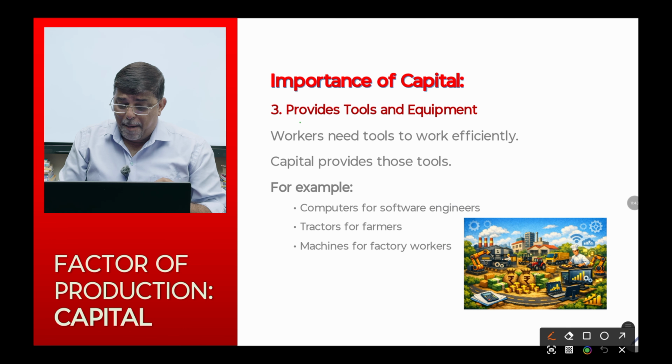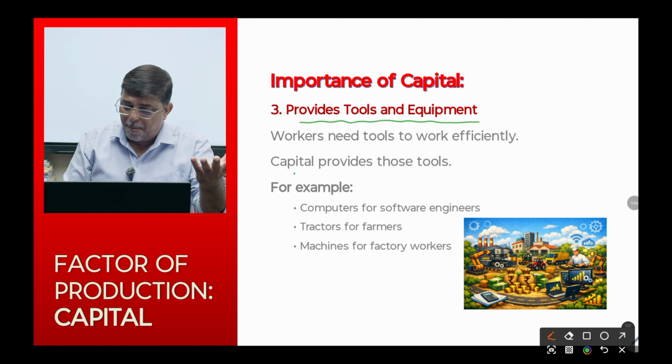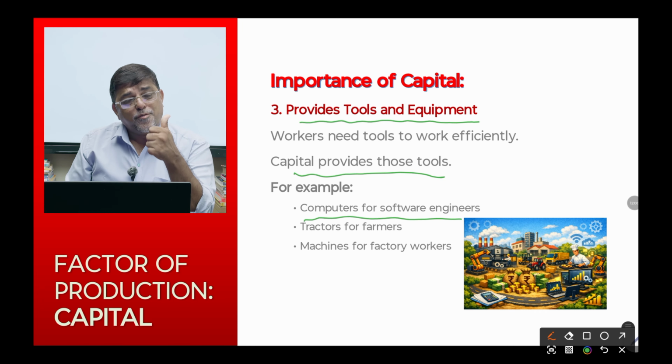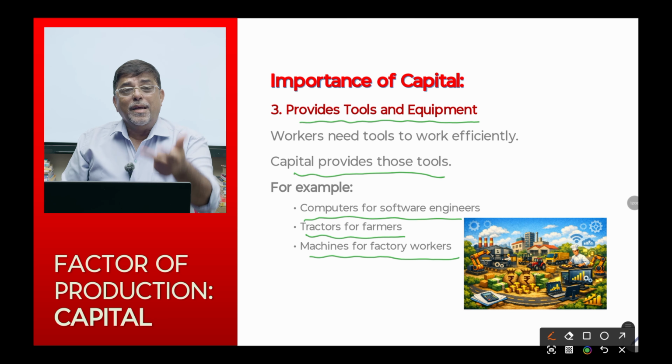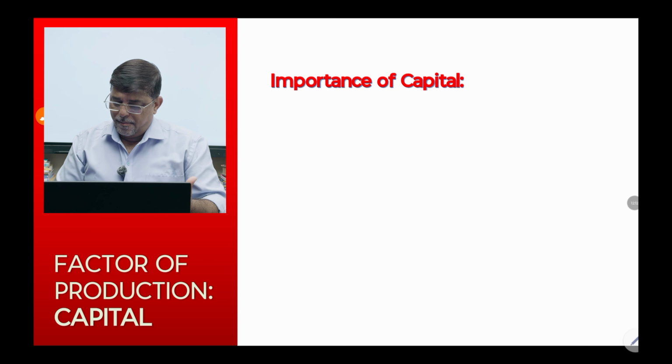Capital provides tools and equipment. Workers need tools to work efficiently. And who does it? Capital. Capital provides those tools. For example, computers for software engineers, tractors for farmers, machines for factory workers. So you see, it is capital who provides the tools and equipment.